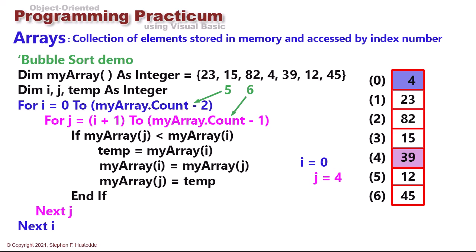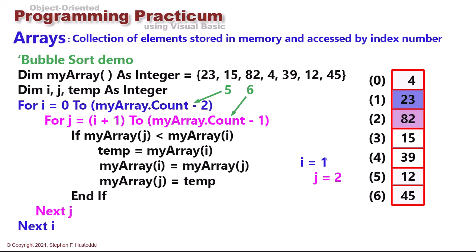And now we have 4 in element 0 and 15 in element 3. Now we're comparing 4 to 39. Nothing happens because 39 is not less than 4. Same thing with the next j of being 5. 12 is not less than 4. We go to the next j, j being 6, and 45 is not less than 4. We've now completed our j loop. We've gone all the way to that very last element. And at this point, after our first pass through i, we should have the lowest value in element 0, and that's what we have.